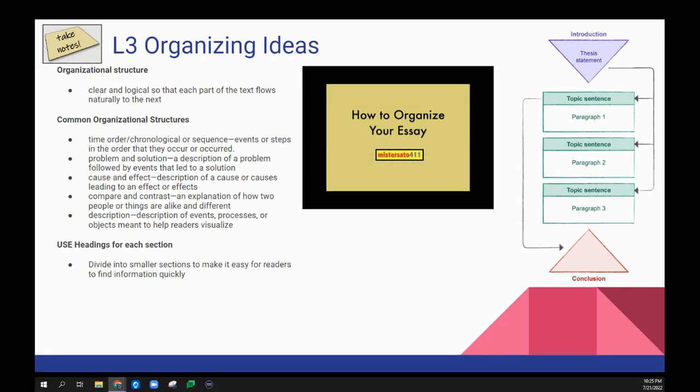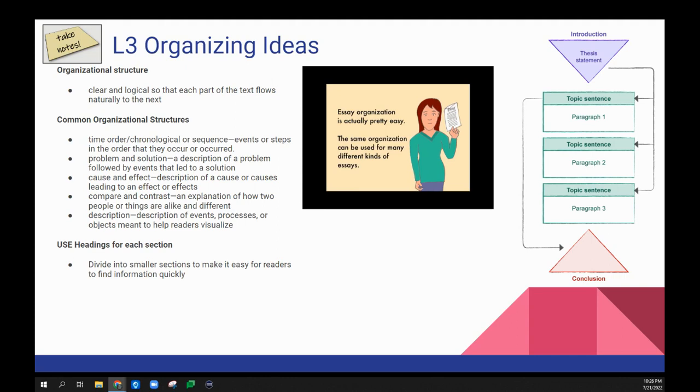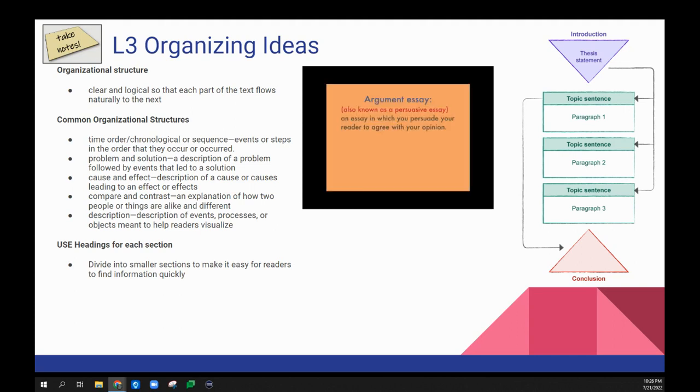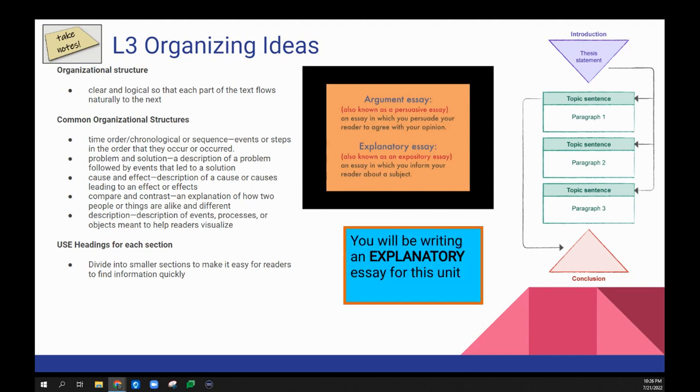Hey, this is Mr. Sato. I'm going to help you organize your essay. Organization in an essay is actually pretty easy once you learn it. You may be writing an essay about a work of literature, a research paper for your social studies class, or answering a writing prompt on a standardized test. Argument or explanatory, it doesn't matter. They all require the same basic organization.